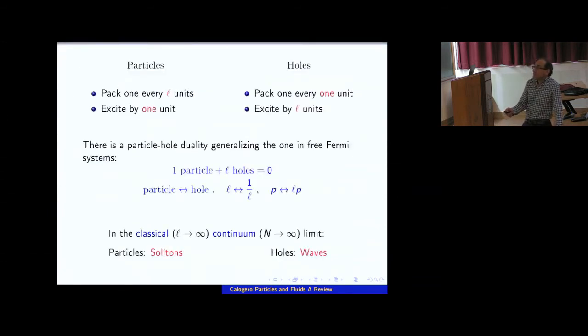The correspondence is that you have 1 particle corresponding to L holes. There is a particle-hole duality, but that also involves an inversion of that coupling constant, because if you invert that coupling constant and you also rescale the momenta, these properties are mapped to each other. In the continuum limit, with many particles, and you could also take the classical limit, the particles that we describe here will behave like solitons, and we will talk about that quite a bit, I guess, in the last lecture, while holes become finite small amplitude waves, and the two are dual descriptions of the system.